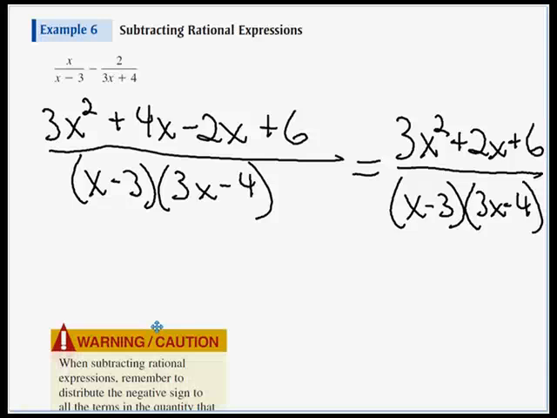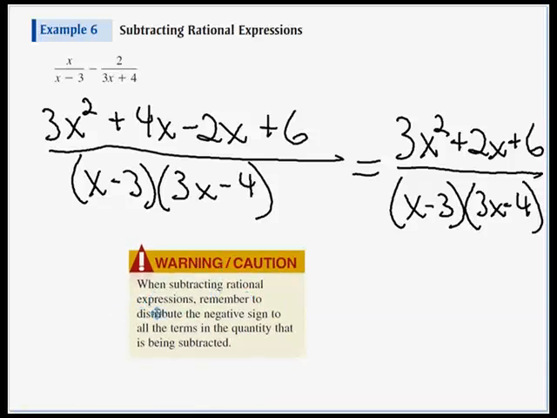We got a little warning here. What does this say? When subtracting rational expressions, remember to distribute the negative sign to all terms in the quantity that's being subtracted. That's huge. Very easy to make that mistake. I see it every year, time and time again.